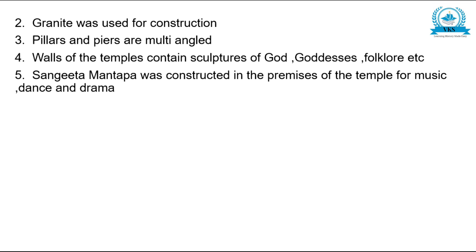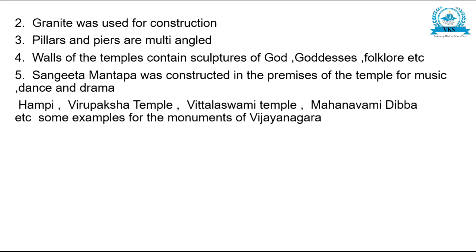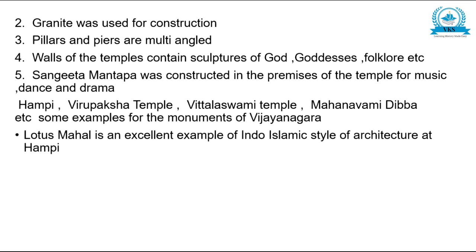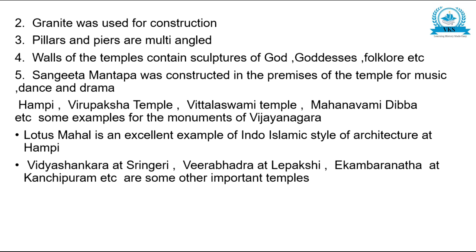Sangeeta Mantapa was constructed in the premises of the temple for music, dance and drama. Hampi, Virupaksha temple, Vittalaswamy temple, Mahanavami Dibba, etc. are some of the examples of monuments of Vijayanagara. Lotus Mahal is an excellent example of Indo-Islamic style of architecture at Hampi. Vidya Shankara at Sringeri, Veerabhadra at Lepakshi, Ekambaranatha at Kanchipuram, etc. are some of the other important temples. Now, let us see the contribution of sculpture during the time of Vijayanagara Empire.